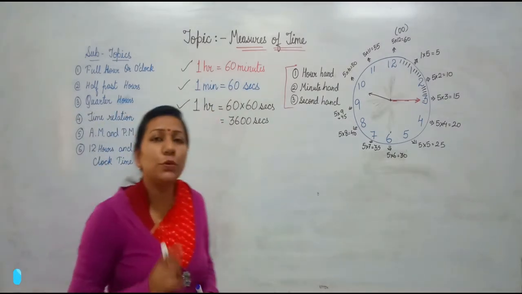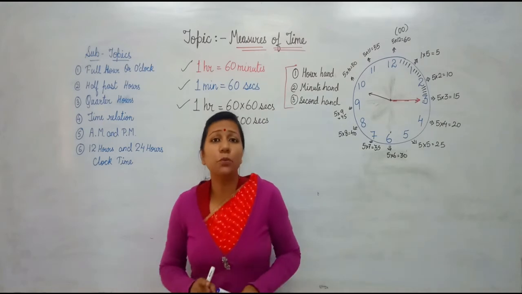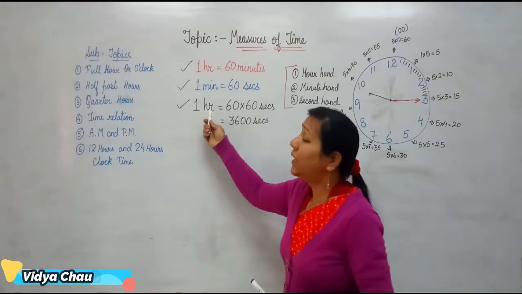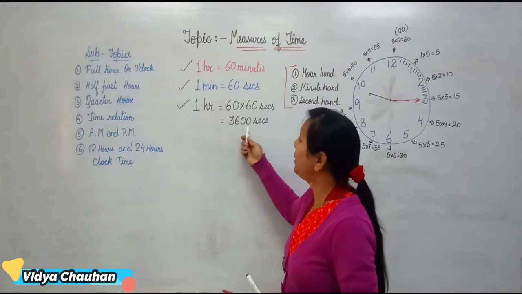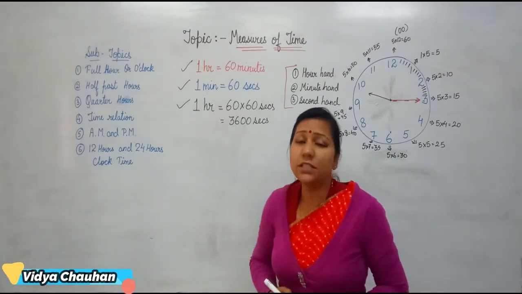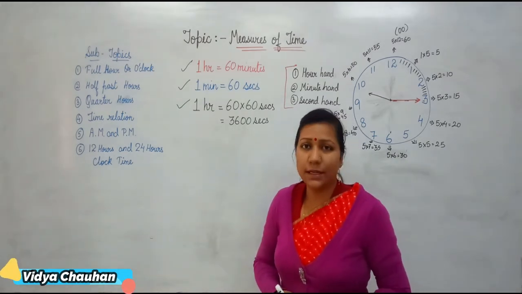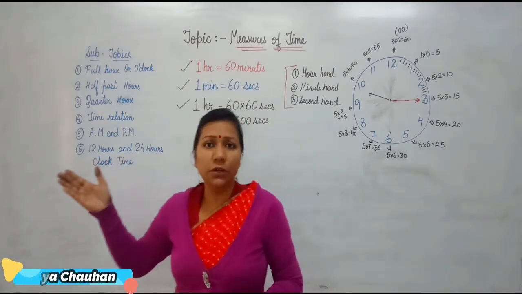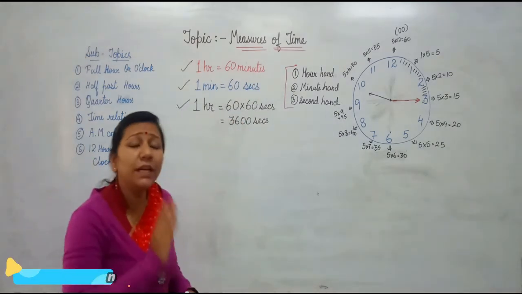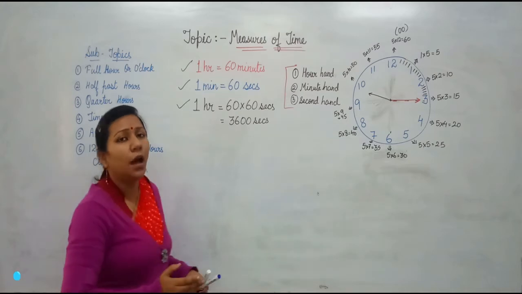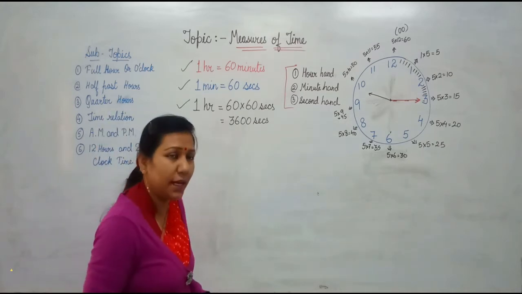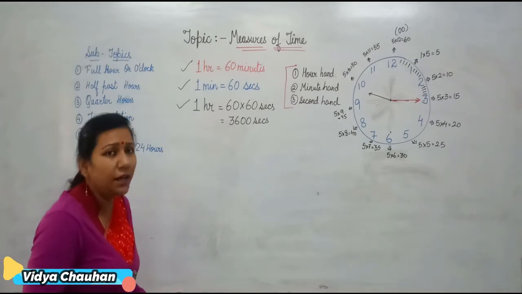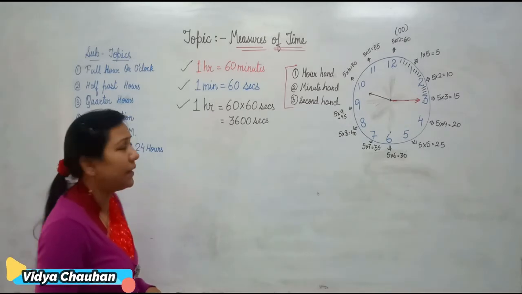So these are the 3 relations between hour and minute, minute and seconds, and hour and second. 1 hour is equal to 60 minutes and 1 minute equals 60 seconds. So the relation is 1 hour is equal to 3600 seconds. This is the relation you are going to use when you have to convert hours into minutes, minutes into seconds, or hours into seconds, like that. Okay students, so please remember these 3 relations between the hour hand, minute hand and the second hand.